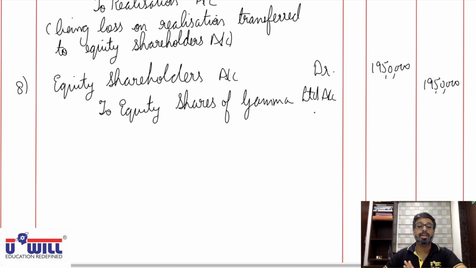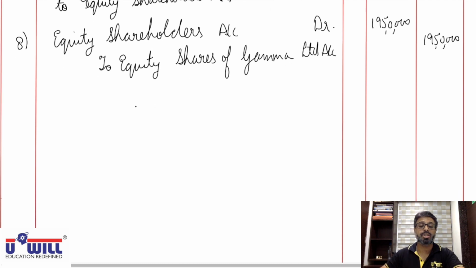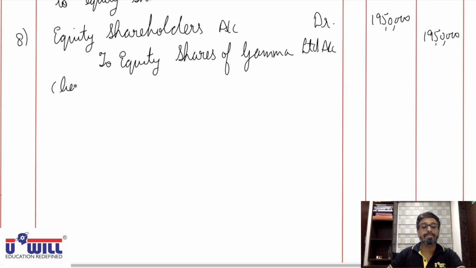But you remember that shortcut. After closing realization account, whichever other accounts are left out, you close all of them and transfer to equity shareholders account. Being equity shareholders settled.